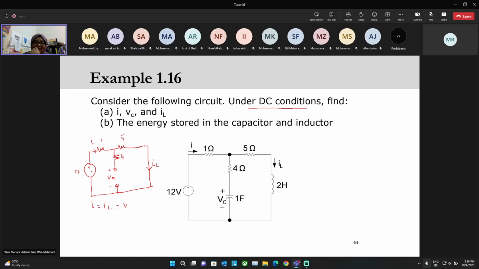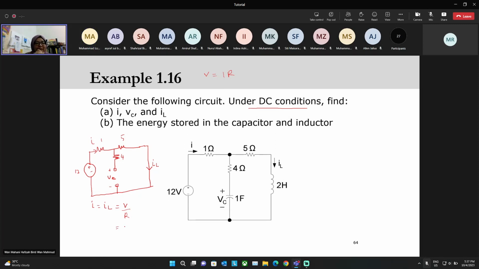Ohm's law, V per R. Kalau ikut piramid, V equals to IR. So V equals to V over R lah.